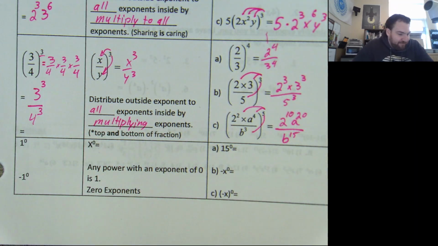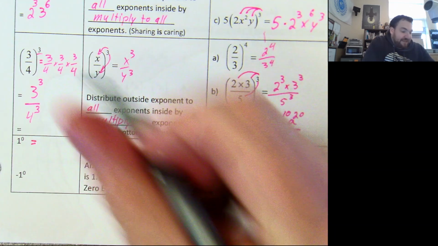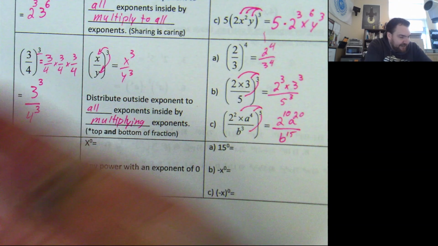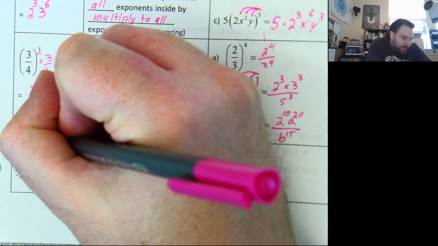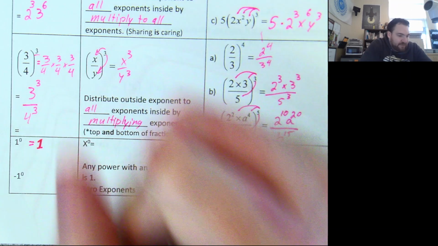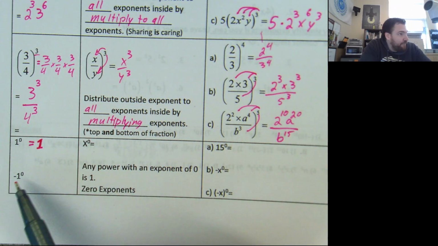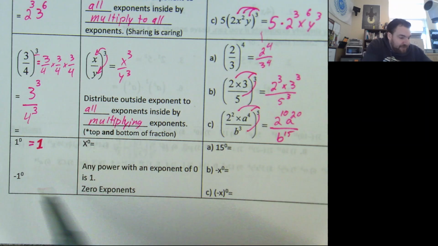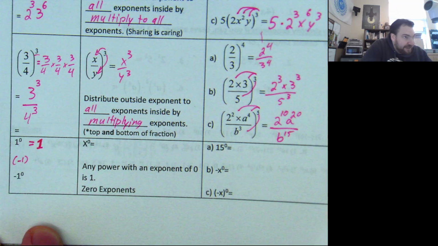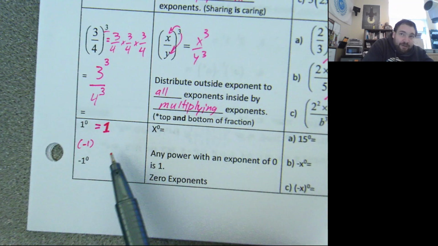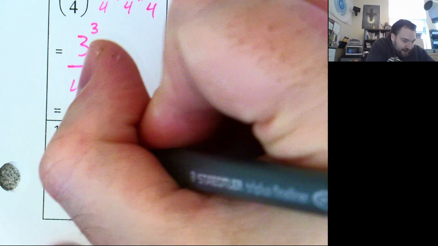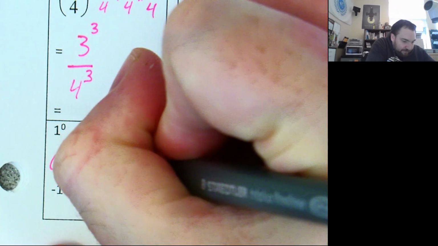Last but not least, we had one more rule. Almost anything to the power of 0 is? Jared, I see that finger. If I have 1 to the 0, almost anything to the power of 0 is 1. The only exception is if I have a minus sign out front. If I had -1 in brackets, a -1 in brackets to the power of 0, this is still going to equal 1.